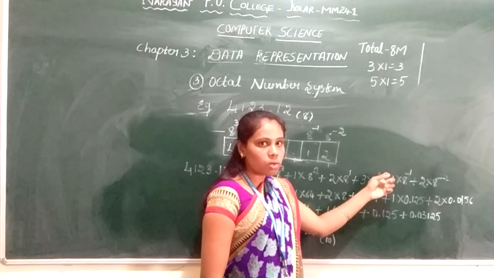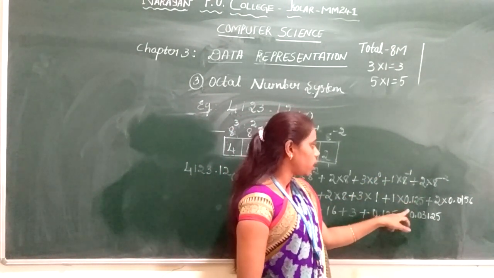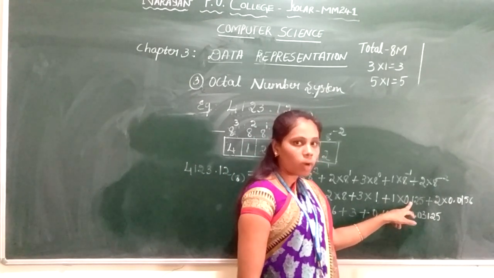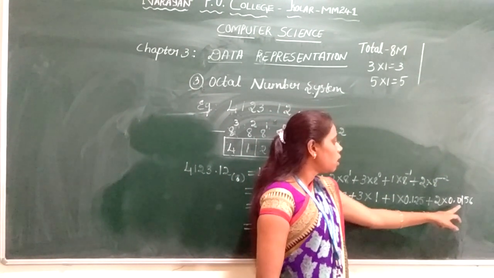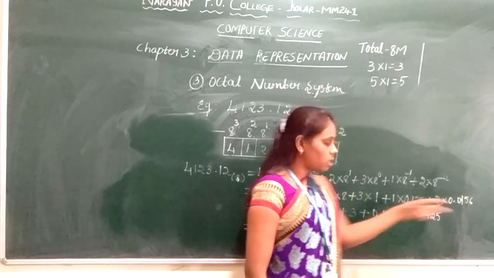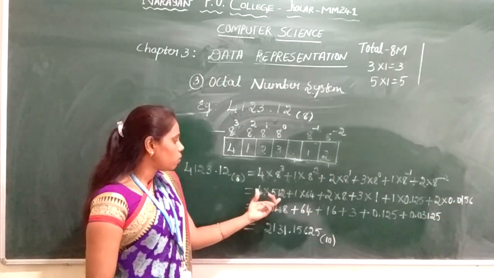Anything to the power of 0 is always 1. Plus 1 into 8 power minus 1 is 0.125, plus 2 into 8 power minus 2 is 0.156. Now we will multiply and add, we will get this value.